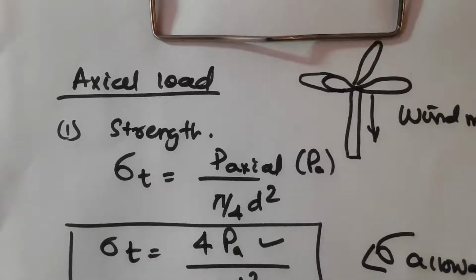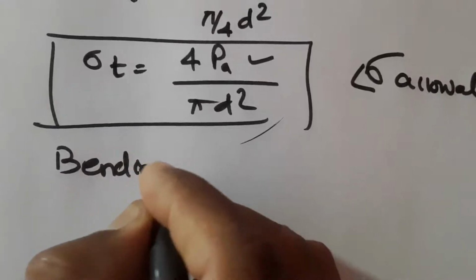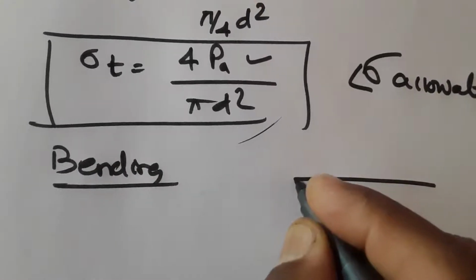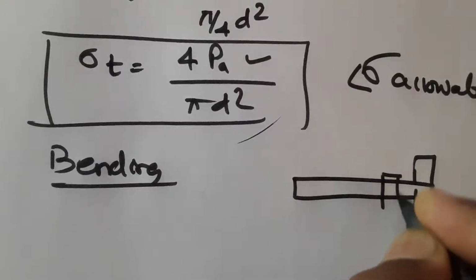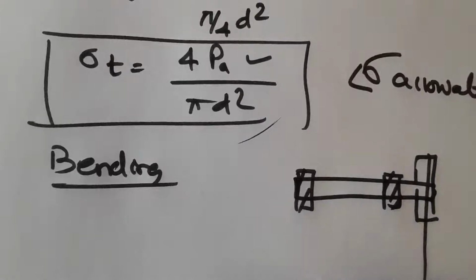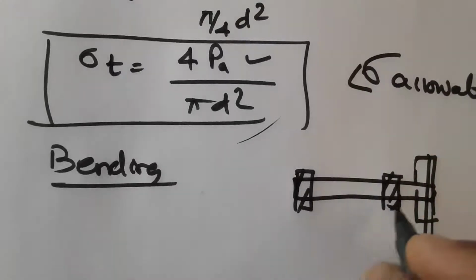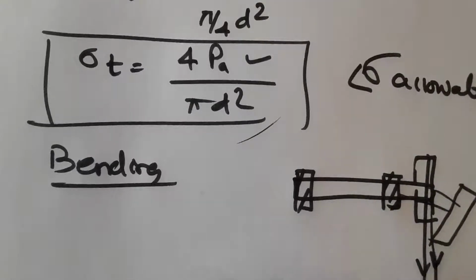This is for axial loading. Now if it is bending load, for example, this is the shaft and there is a pulley attached to it, and this is a bearing. On top of that there is load, and the pulley is driving another pulley, and since there is tension in the belt, it will try to bend the shaft in this fashion.